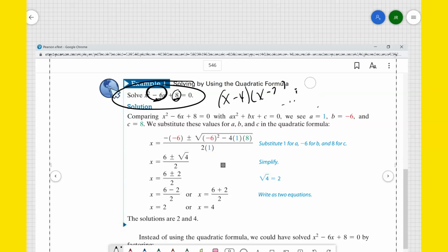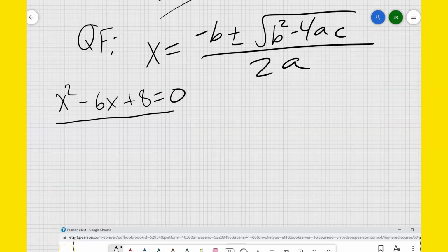But we want to use the quadratic formula to get practice at it, because there will be many problems where you can't factor it. So let's practice it with this one. Let me erase this. Okay, so here's the problem written over again.